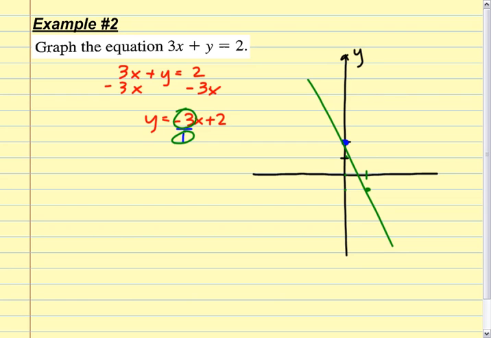It's much faster than finding 3 points. It's faster, I think, than trying to find 2 separate x-intercept and y-intercept. You just put it in function form, put a dot on the y-axis for this, and then use the slope to find another dot and draw a line through it. That's it. Any questions about this?